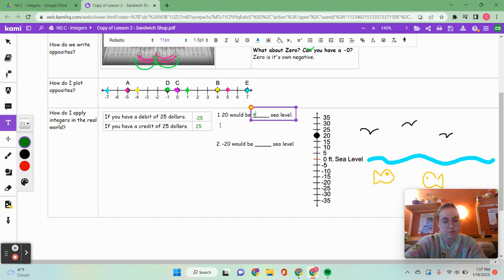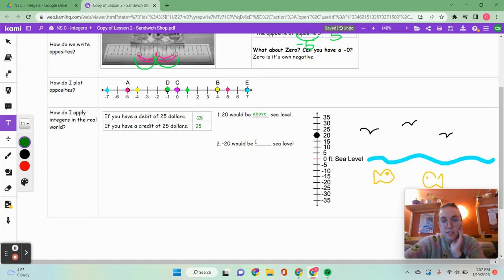We're starting at that 0. Above. If I have negative 20 feet in elevation, that would be below sea level, right?